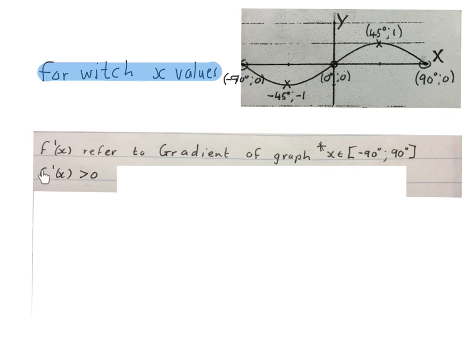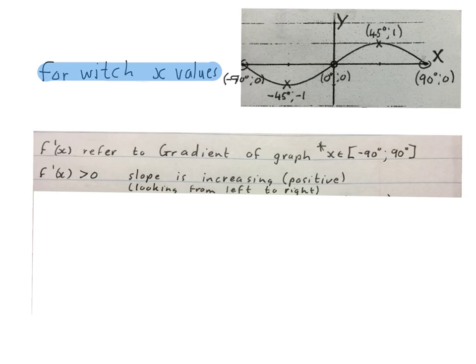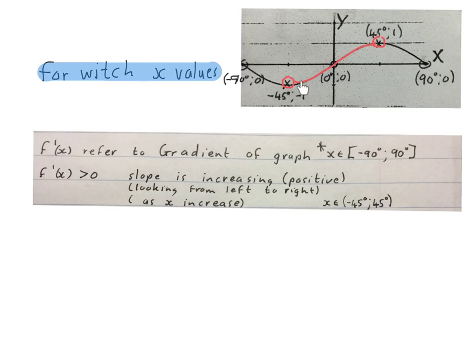It's asking us, where is the gradient bigger than 0? I wrote it in for us. It is where the slope is increasing, or positive, some people call it, looking from left to right on the graph. So the answer is this red piece of the graph. In other words, x is an element of from minus 45 degrees up to 45 degrees, excluding them. Stop the video and look at it, please.